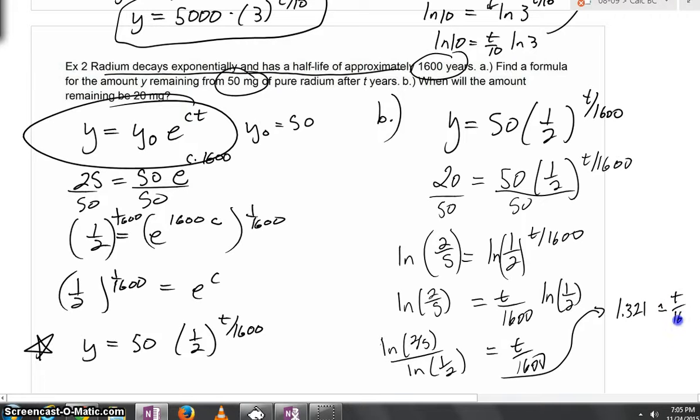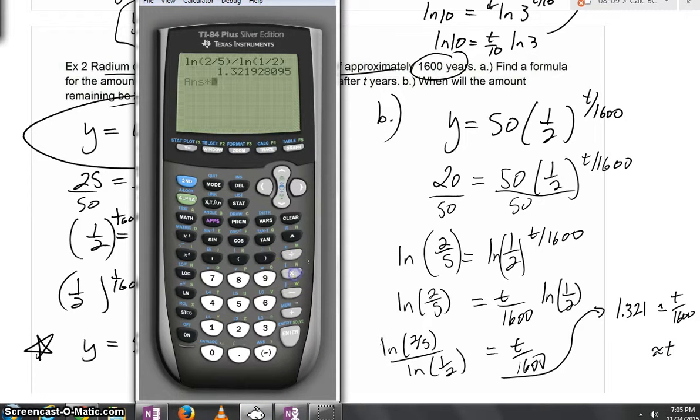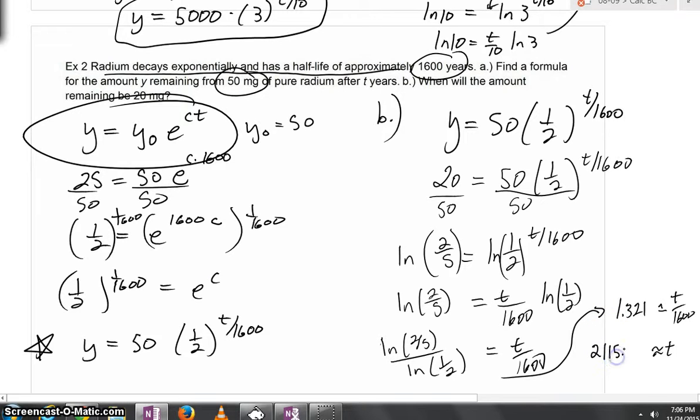Multiply, I should say, by 1,600. And if you do that, you can take this answer, just multiply by the 1,600, and you would get about 2,115.085. And this would be in years. So this is if you wanted a decimal approximation. We could have left 1,600 times this natural log expression, and that would work just fine as well.